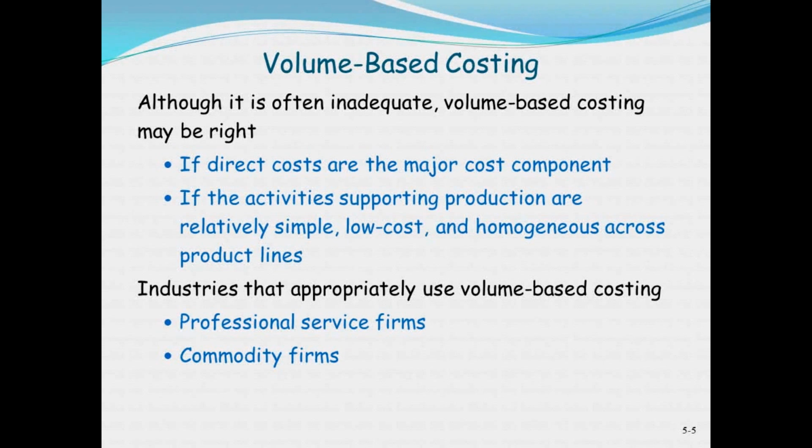Labor dwarfs all other costs. If the activities supporting production are simple, low cost, and homogeneous across product lines, if your product lines are kind of doing the same thing and using the same overhead, then you don't need to split hairs on how much is going to one product line or another. You could probably use general techniques to get it done. But if you have a high-end product and a low-end product, you want to be a little more careful. But if it's maybe a drug company that in production is producing lots of pills, in relatively the same process, with different raw materials going into them, you may not need to do activity-based costing there.